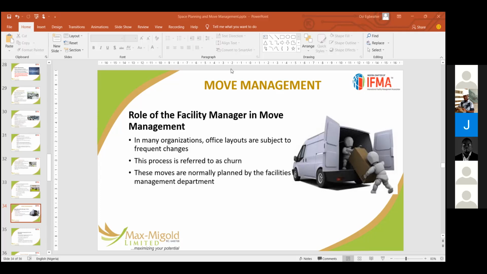Okay, we look at move management. For those of us that have at one time or the other changed apartment, you have moved from one apartment to the other, you understand this better. If you have ever done it in your life at least once, this is what we are talking about. But now we are looking at a more organized way. The role of the facility manager in move management.